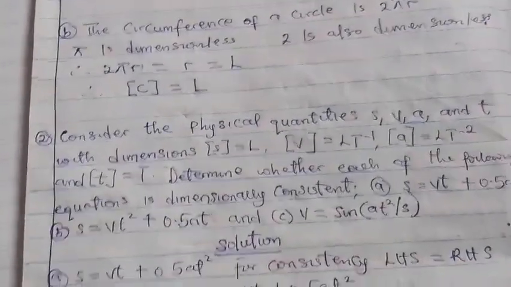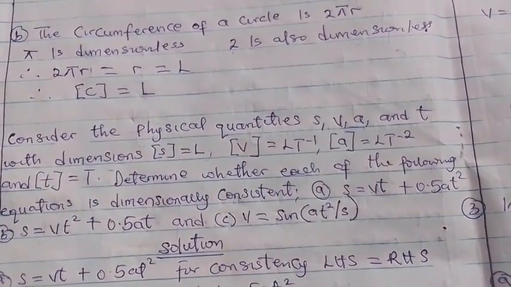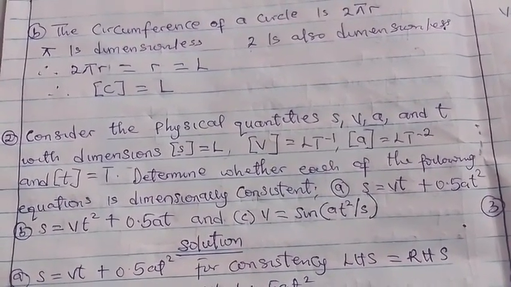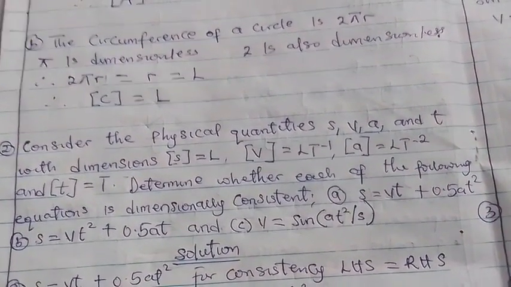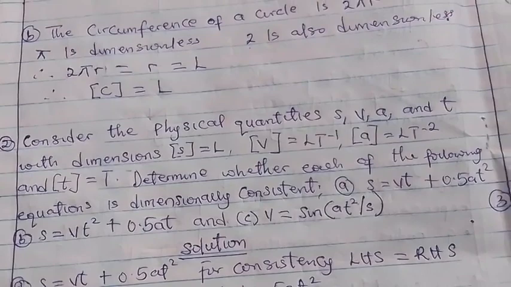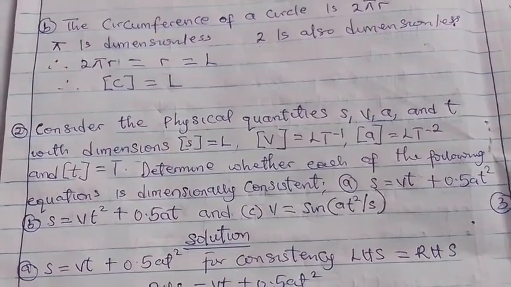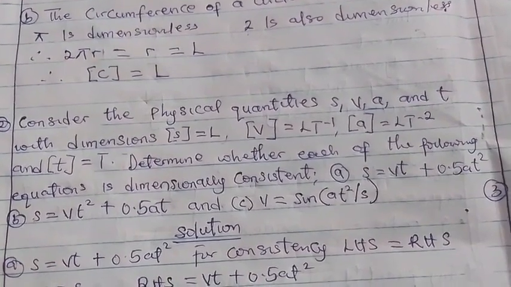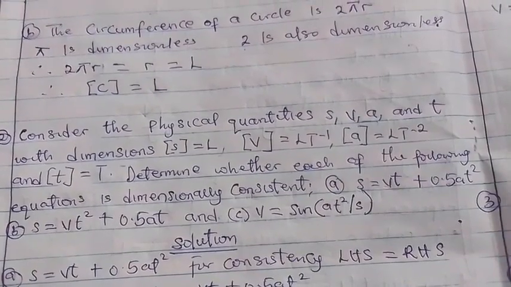Number 2, consider the quantities S, V, A, and T with dimensions: S equals L, V equals LT raised to the power minus 1, A is LT raised to the power minus 2, and T equals capital letter T. Determine whether each of the following equations is dimensionally consistent. A, S equals Vt plus 0.58t square. B, S equals Vt square plus 0.58t. And C, V equals sine of AT square over S.